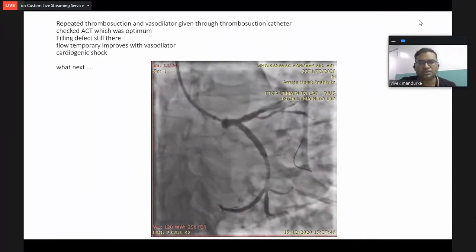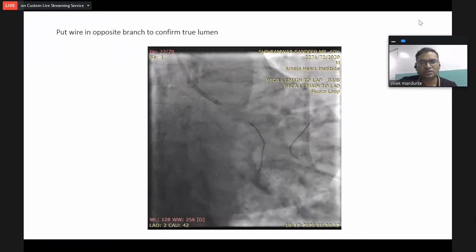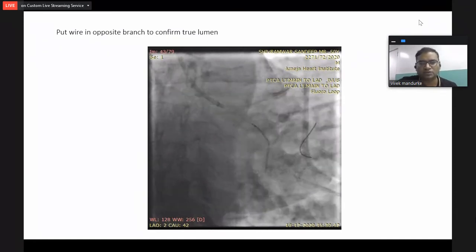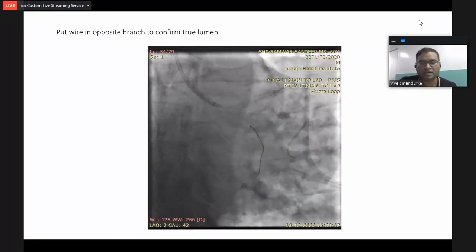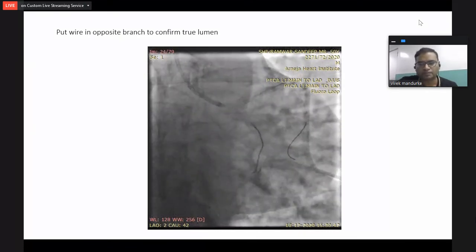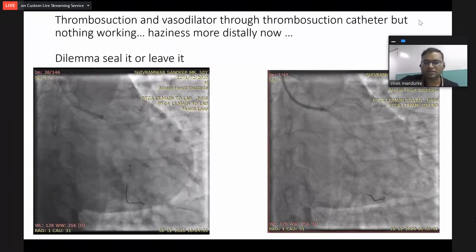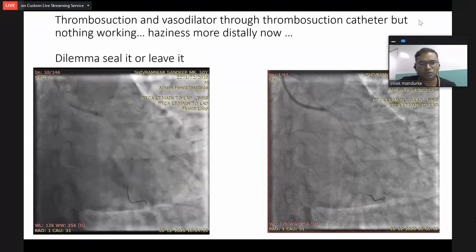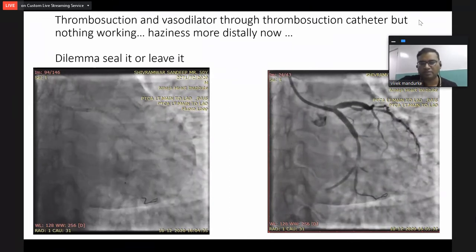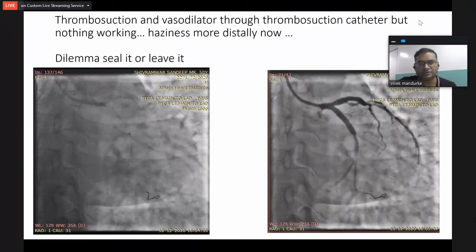The patient is in cardiogenic shock, and what should we do next? We are in a dilemma. So we thought that we should also confirm that our wire is in the true lumen. So we took it back. We passed it again in another way, and you can see that it is a true lumen. So the thrombosuction and vasodilators are still not working. Heterogeneity we can now see more distally, at the level of the bifurcation. So this filling defect is going more and more distally.